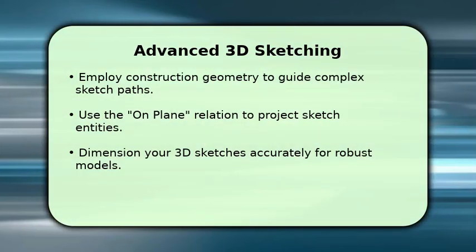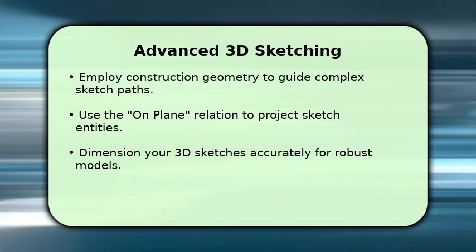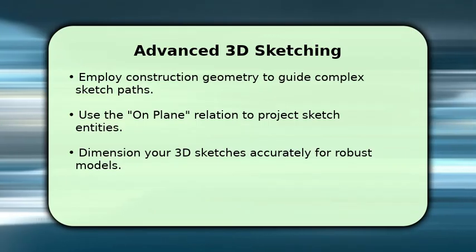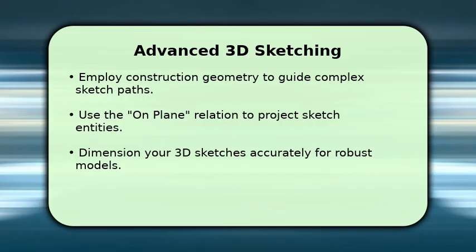For more intricate designs, consider using construction geometry to establish reference points and paths. The on-plane relation is powerful for projecting existing two-dimensional sketch entities onto your three-dimensional sketch, saving time and ensuring accuracy. Always dimension your three-dimensional sketches thoroughly. This makes your model robust and easier to modify later. Precise dimensions are vital for successful three-dimensional modeling.